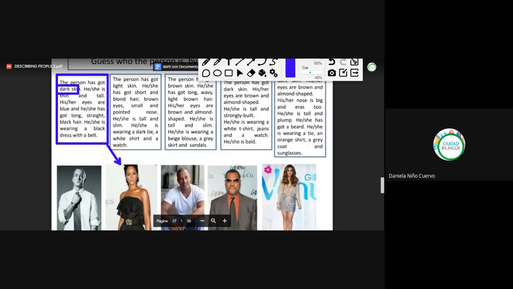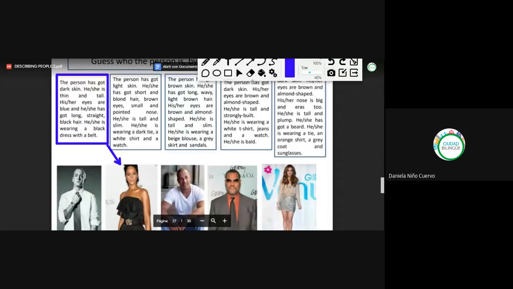Dark skin, tiene piel morena, yes? Y realmente acá es donde está la clave. Yes. She's wearing a black dress. Está usando un vestido. Recuerden que dress es vestido, negro con un cinturón. A belt. Un cinturón. Yes.